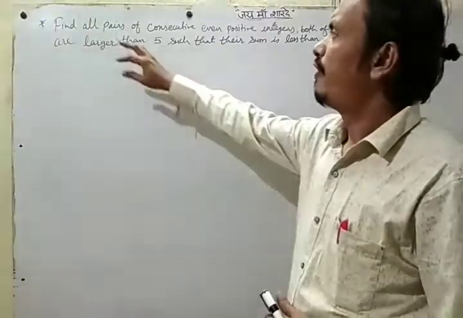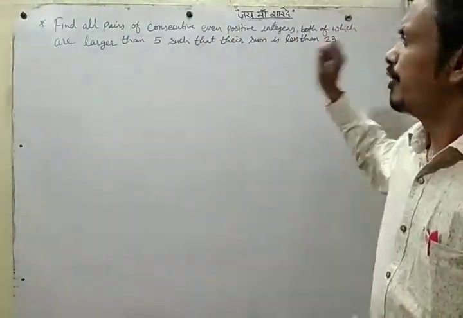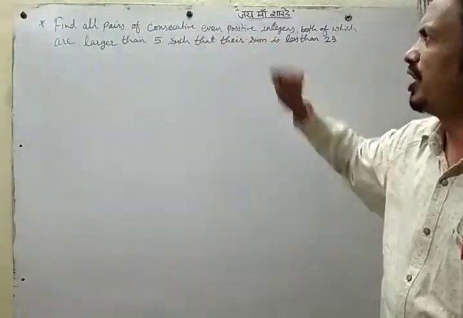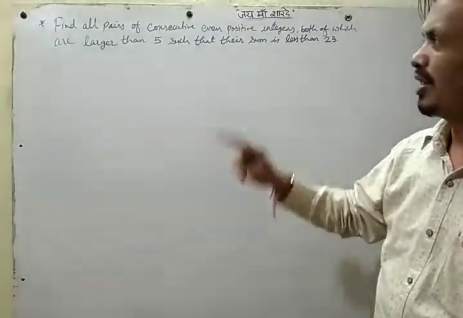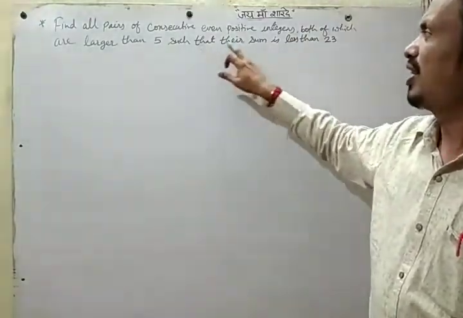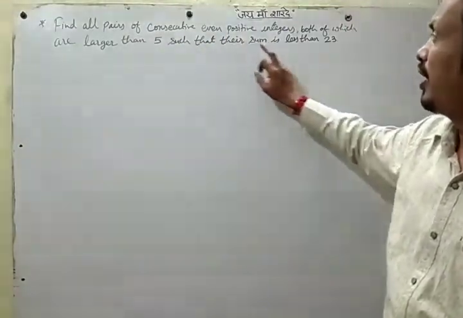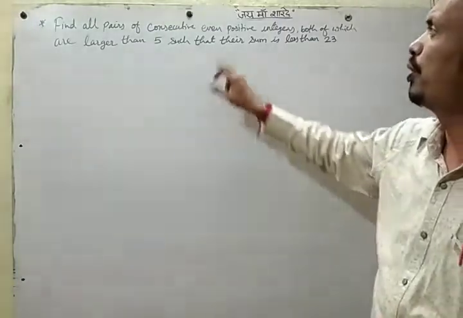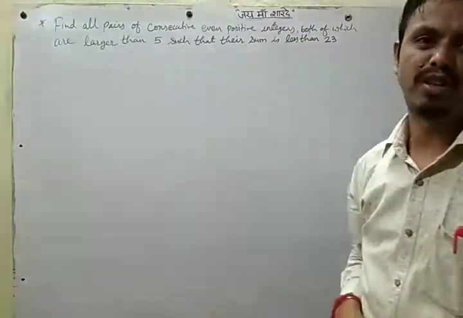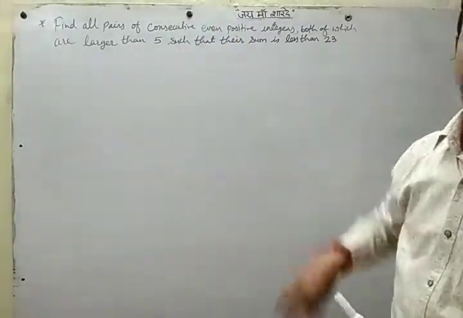Okay, now question is, find all the pairs of consecutive even positive integers, both of which are larger than 5, such that their sum is less than 23. Now we need pairs of consecutive even positive integers. We need two even positive integers, both larger than 5, more than 5, and their sum is less than 23. Numbers should be even, positive, and also consecutive.